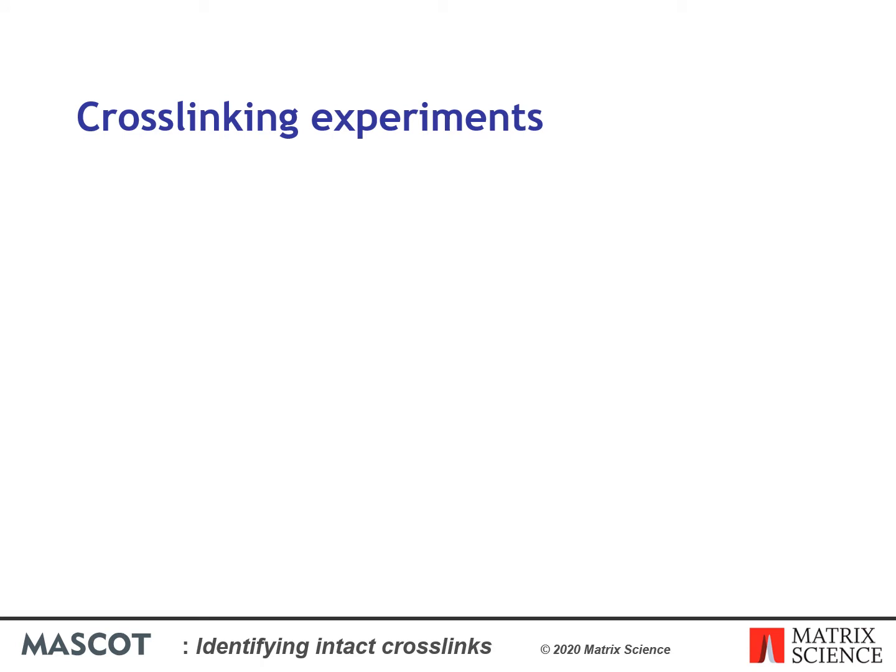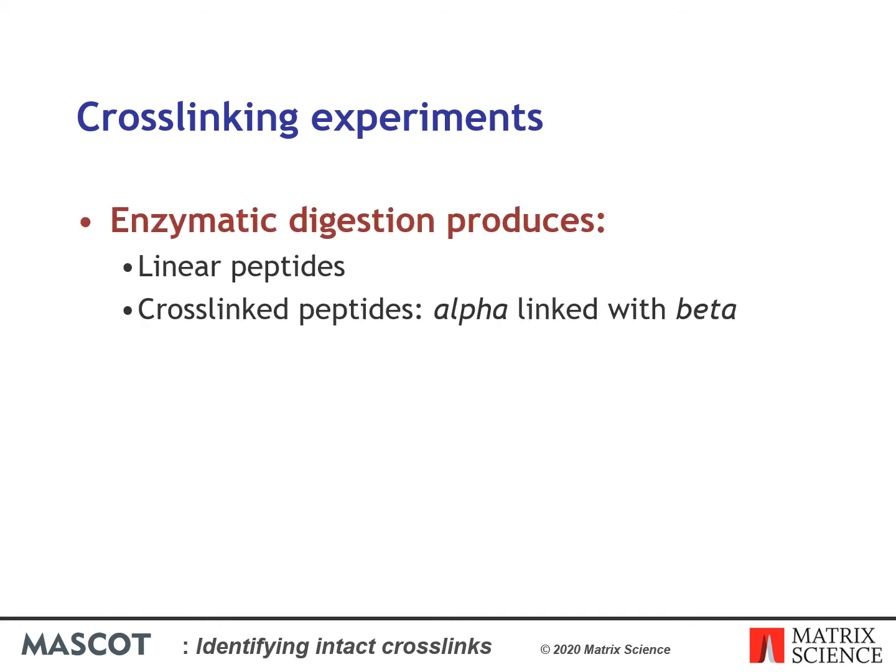Whether natural or artificial, a typical bottom-up crosslinking experiment starts by digesting the cross-linked proteins. This produces two types of precursor, linear peptides and cross-linked peptides. A linear peptide either doesn't span a linkable site, or if it does, the linker did not form a crosslink. Otherwise, the precursor is a cross-linked peptide, where an alpha peptide is linked with a beta peptide. The alpha peptide is conventionally the longer or more massive of the two.